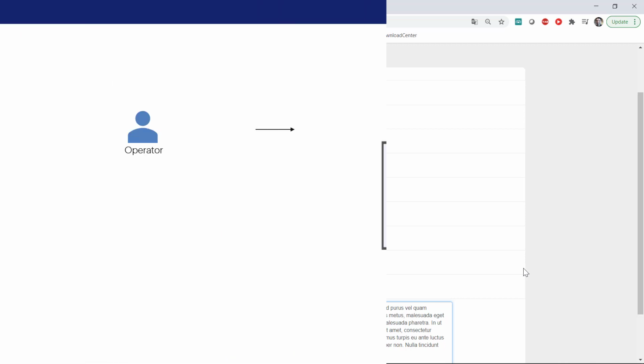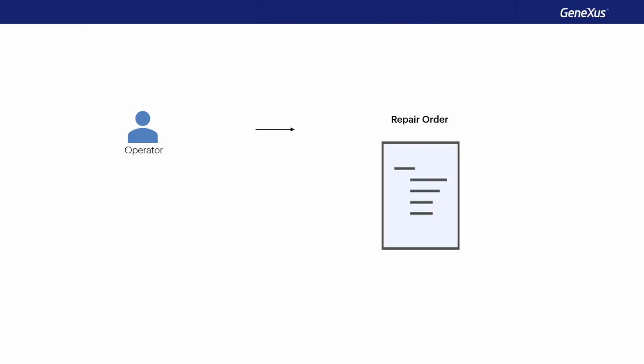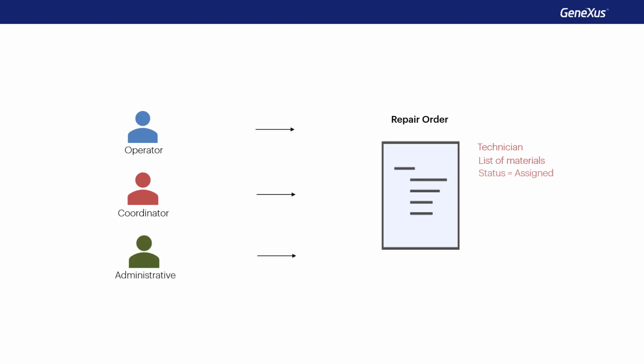Now let's suppose that in our reality, after an order is entered, a coordinator must assign a technician to it and the materials provided to that technician in order to monitor it and change its status to assigned. In addition, when the task is completed by the technician, an administrative assistant should be able to assign an end date to the order, enter comments from the technician and the customer, record whether the issue was solved or not, and change the status of the order to completed. How can we do this?